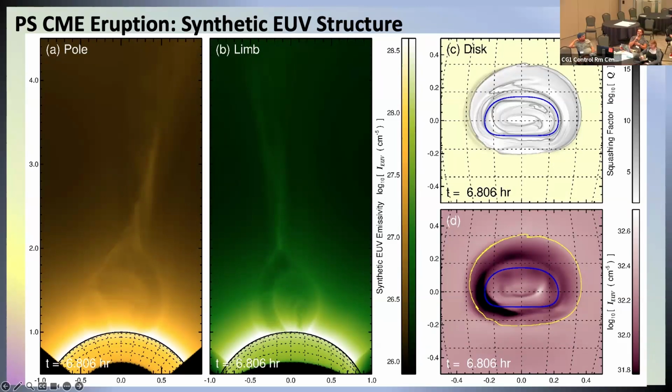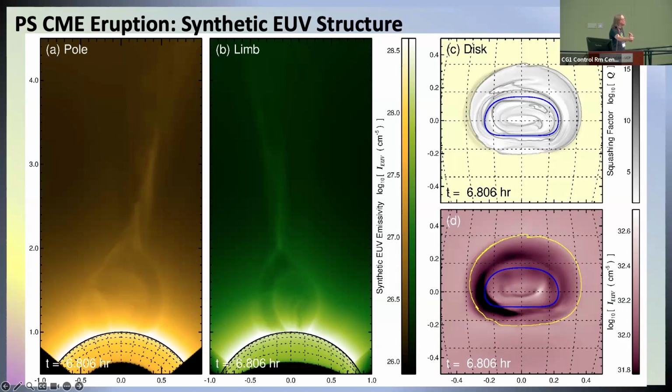Can you tell me how you produce the EUV emission in that simulation? Yeah. Okay, so there's basically two aspects of it. One is, in general, both the EUV and the white light are line of sight integrals where you add up the contribution at a number of points along your line of sight.